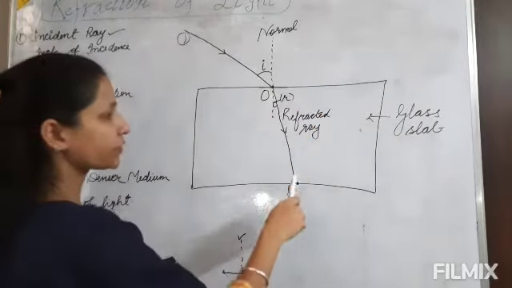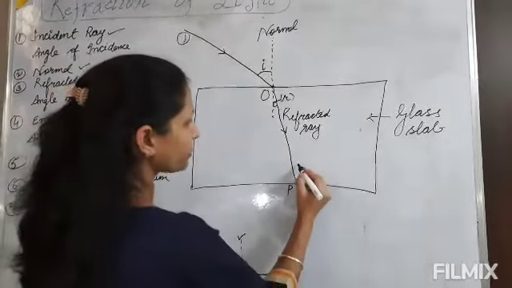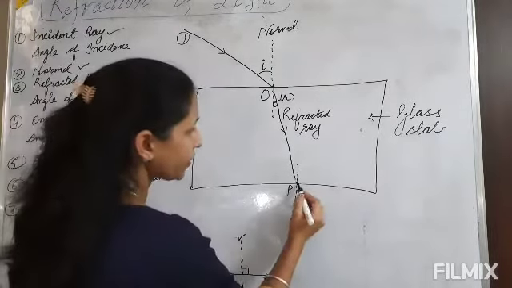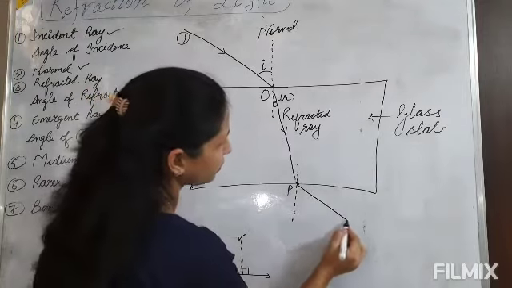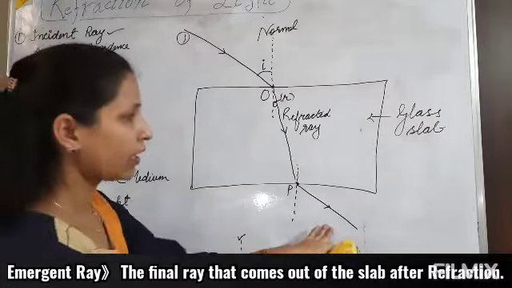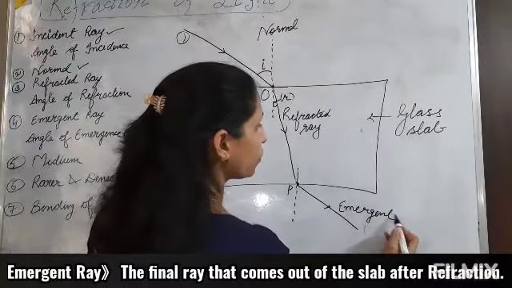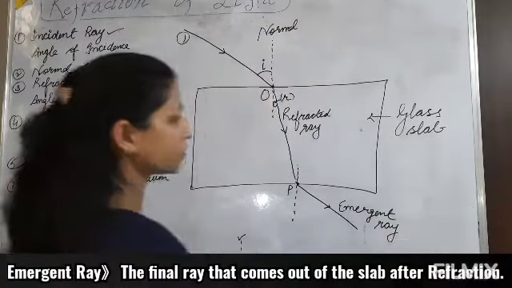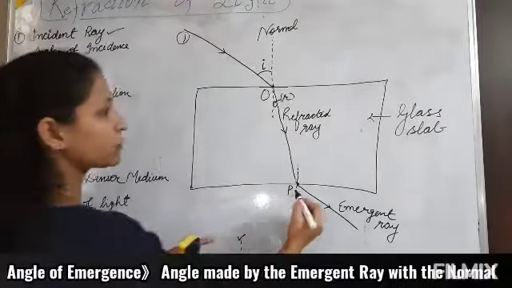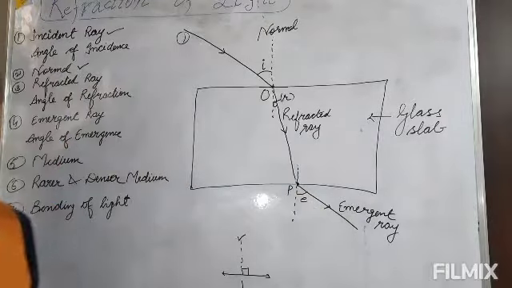So this refracted ray strikes the surface, suppose at point P. इस point P पर हम एक और normal draw करेंगे. अब ये ray फिर से bend होकर बाहर आएगी from the glass slab. जब ये ray बाहर आती है तो हम इसको कहते हैं emergent ray. So हमारी final ray emergent ray होती है. This emergent ray also make some angle with this normal. This is called the angle of emergence.